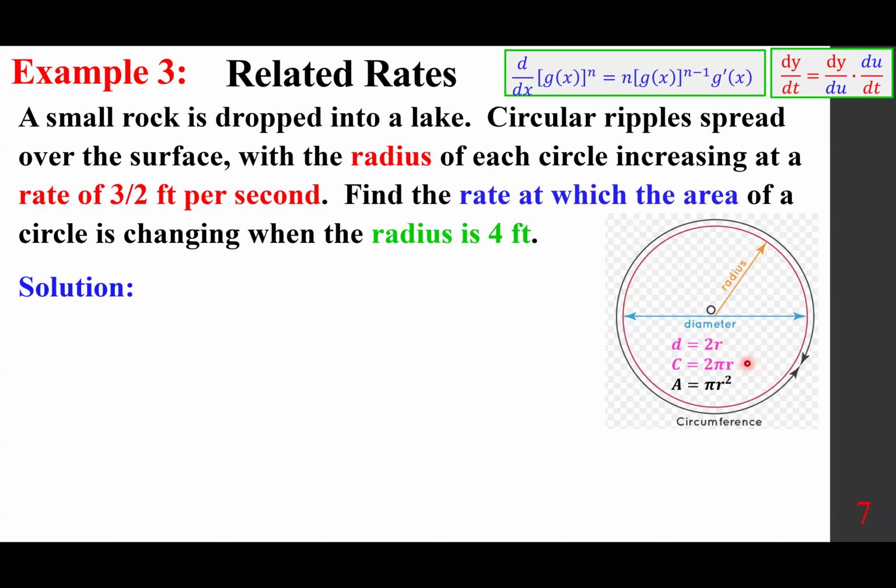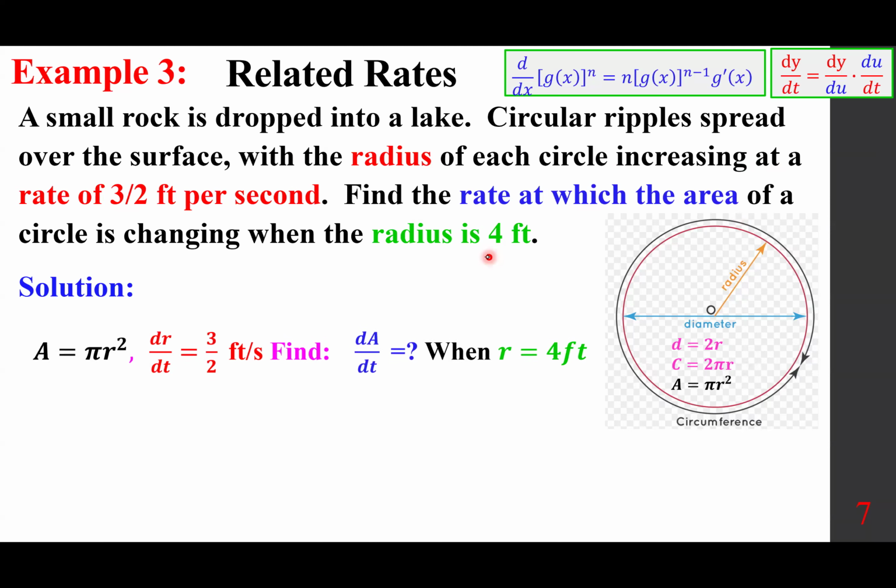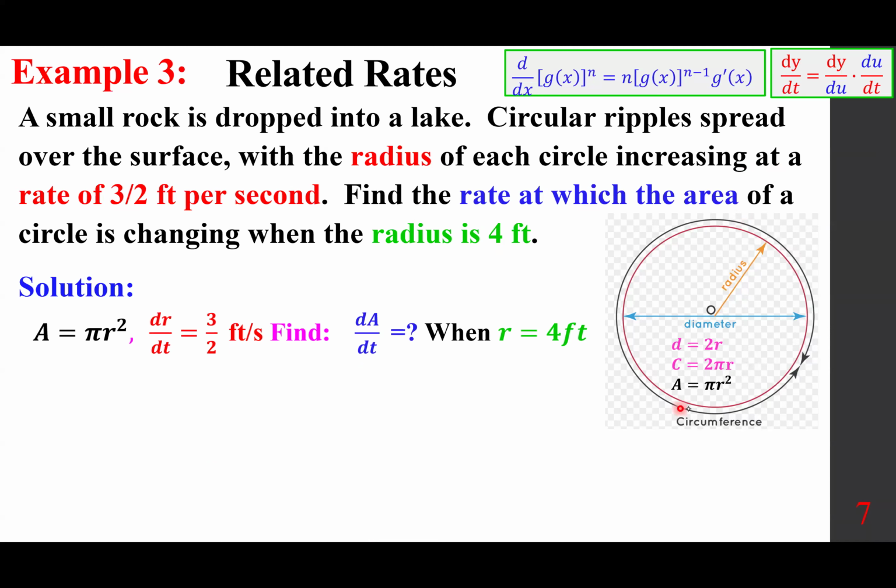We are going to reread and write the given in symbolic format. So the radius is increasing at this rate. The moment you hear rate, it means differentiation. So dr/dt is 3/2 feet per second. What are we looking for? dA/dt, the rate at which the area is changing. At what point? When r is 4 feet. So A equals pi r squared is a piece of information from prior knowledge of mathematics that we write down, and the rest is written symbolically to make it easier to finish the job.